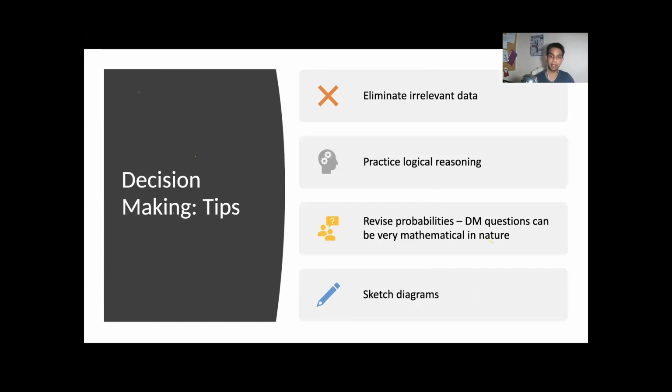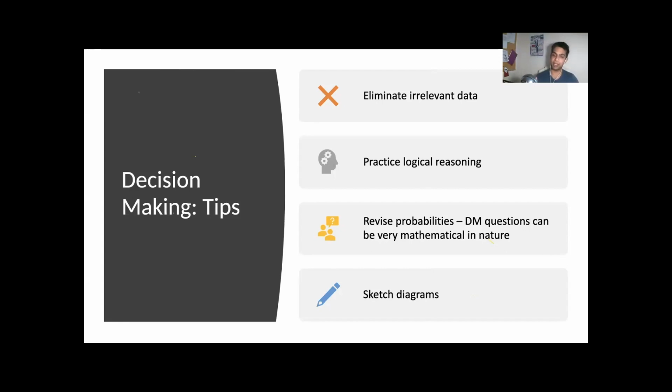Moving on to tips: eliminate irrelevant data, because it will save you when trying to look at what you specifically need. Practice logical reasoning. There are loads of logical reasoning puzzles that you can do, and in practice questions, it helps you to practice that if A means B, not A means not B, but B does not mean A. Things like that.